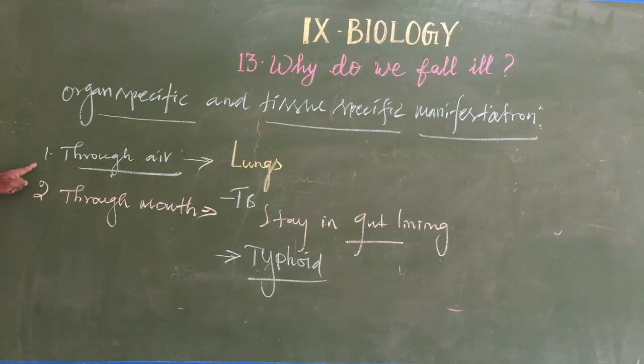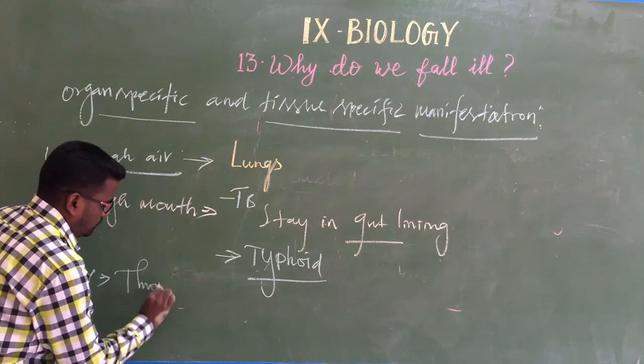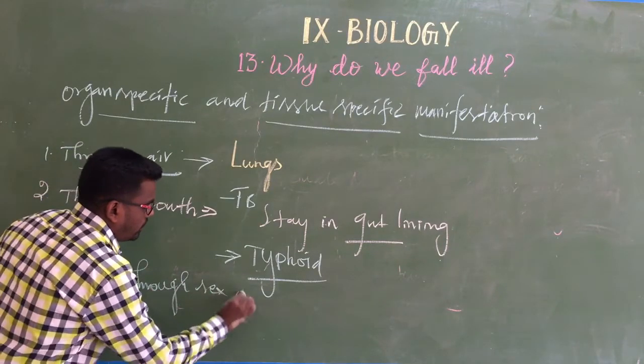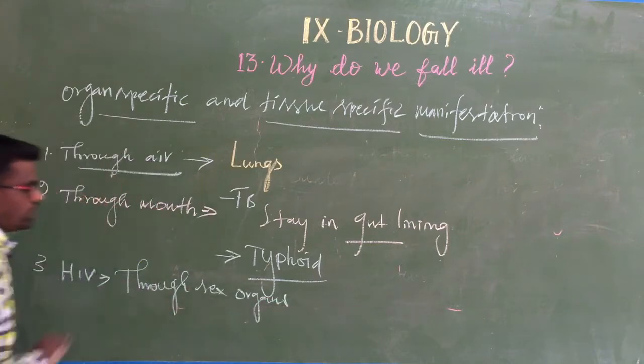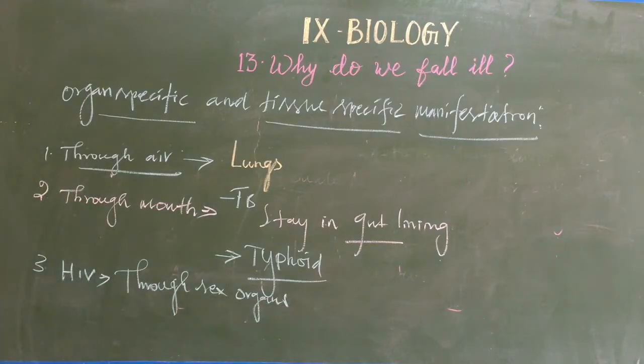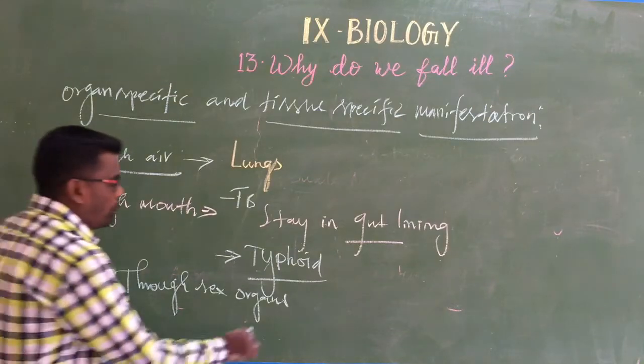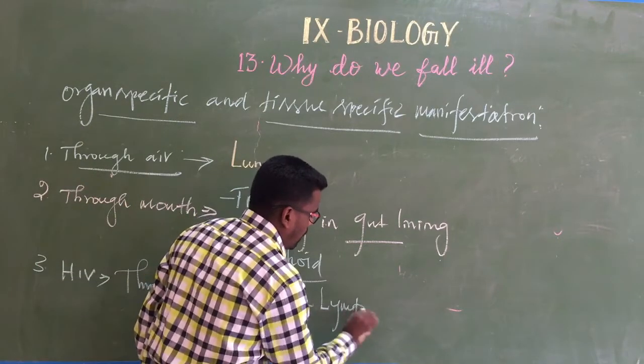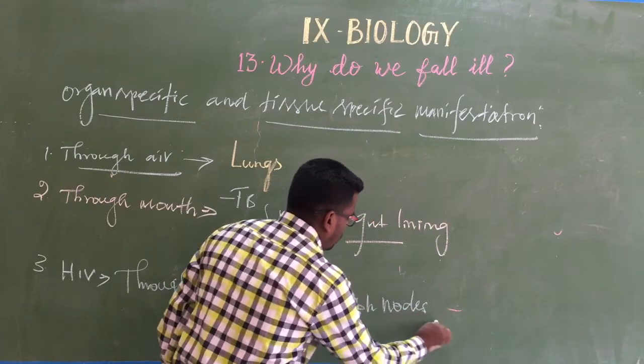Okay, so this is one of the ways. This is another way to reach. Now HIV is there, Human Immunodeficiency Virus. இந்த வைரஸ் எப்படி உள்ள போகும் அப்படினா through the sex organs. The virus will enter. So sex organs வழியா எங்க போகும்? To lymph nodes. Very important, to lymph nodes உள்ள போகும்.